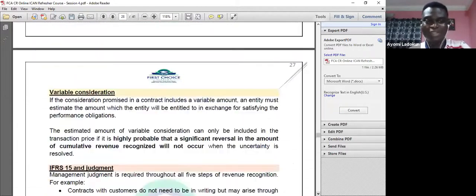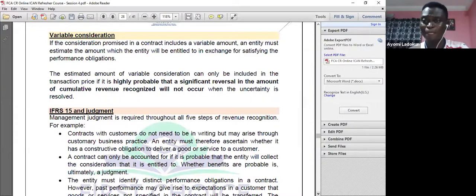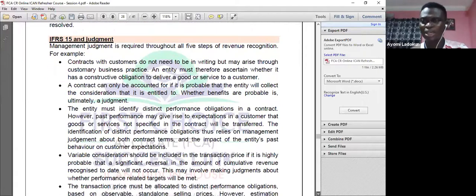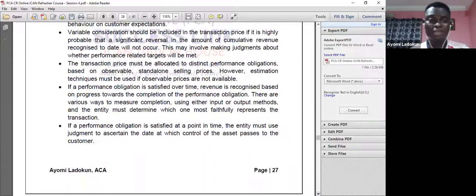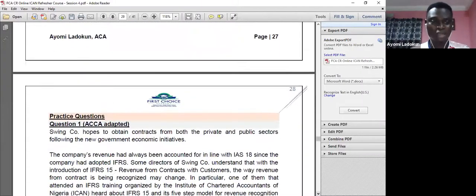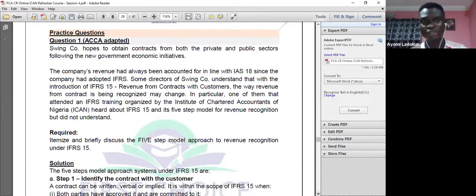Now, there's something we call variable consideration. That means if a customer has a right to return those goods, then you must consider what we call variable consideration. So when we are going to solve a question around there, then you understand. IFRS 15 and judgment, I've explained this in my talk, so you just go through that. Okay, so let's now take a look at questions so that we end IFRS 15 today. And obviously next time we're going to meet by God's grace. I think we have ratio analysis to do.